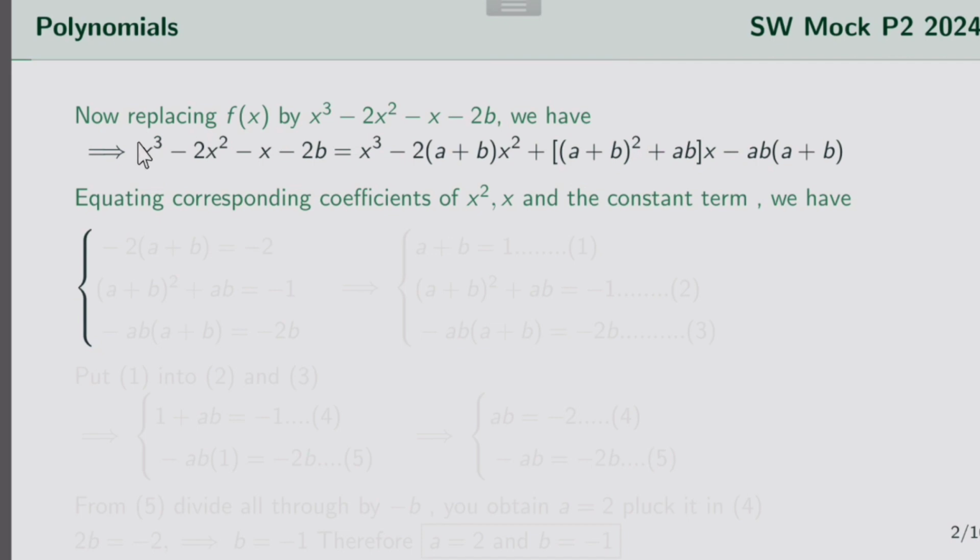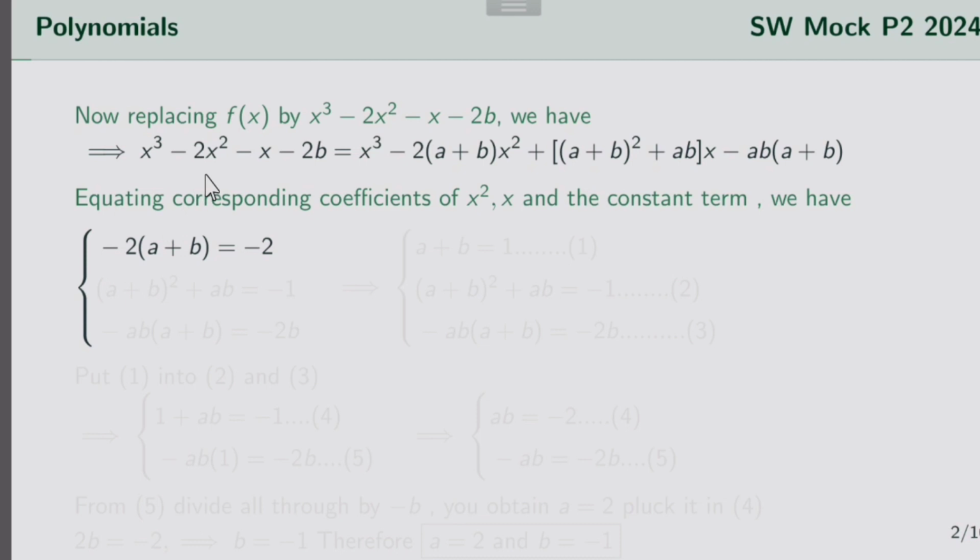So it will not make a lot of sense equating the coefficient of x cubed to the coefficient of x squared because the answer is obvious. The coefficient of x cubed on the left hand side is 1 and the coefficient of x cubed on the right hand side is also 1. So it makes no sense equating that.